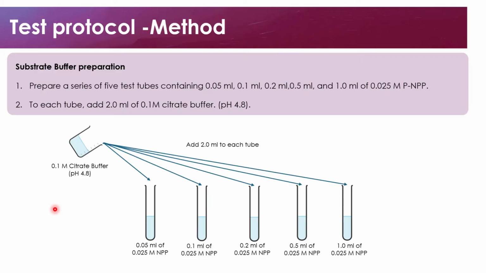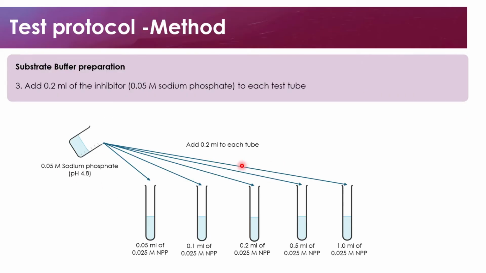So next is to look at the test method. And the first method is the substrate buffer preparation. To do this, we prepare a series of 5 test tubes as shown over here, with the first containing 0.05 ml, the second 0.1 ml, the third 0.2 ml, the fourth 0.5 ml, and the fifth 1 ml of our 0.025 molar PNPP, which is our artificial substrate. So the next step is to add to each test tube 2 ml of our 0.1 molar citrate buffer as shown over here.